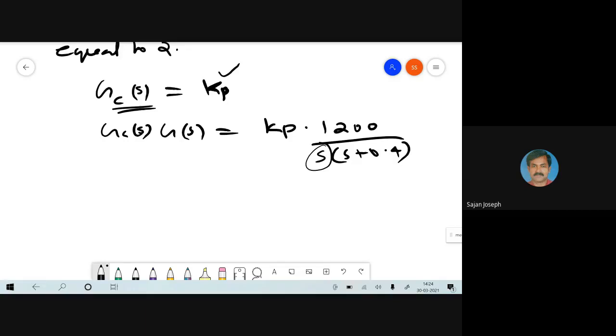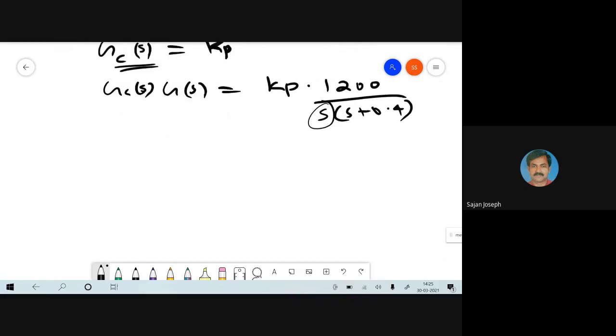Then can you satisfy the design criteria using only a proportional controller? No, sir. So therefore, the proportional controller cannot satisfy the design requirements. So you have to go for another one. What is the next natural option? The next natural option is the PI controller.